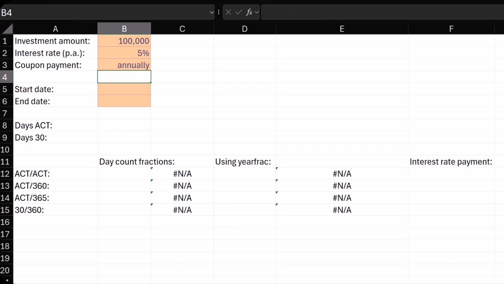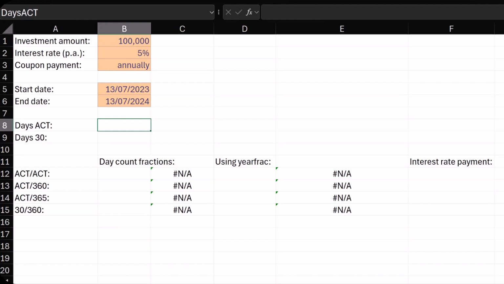Next, we need the dates. Here's the start date, 13th of July 2023. And the end date is 13th of July 2024. That gives us a clean one-year example, but with a small twist. The period includes a leap day.